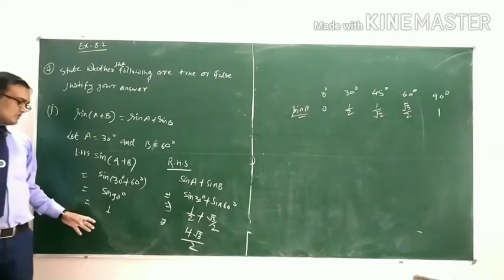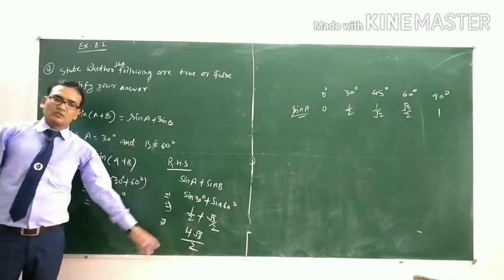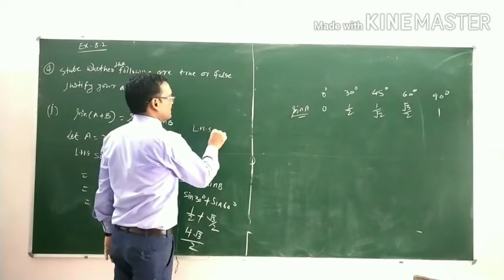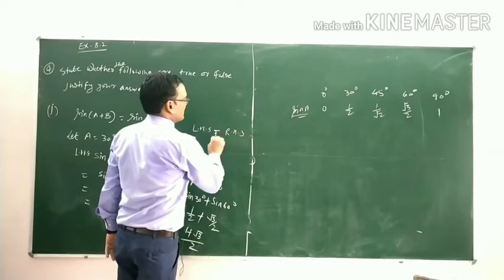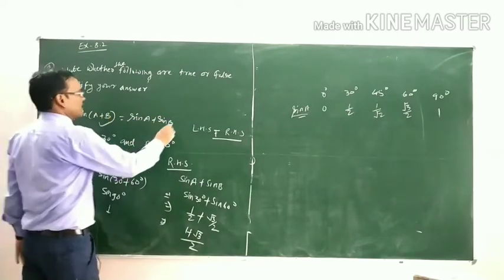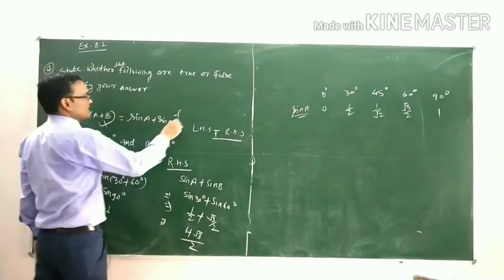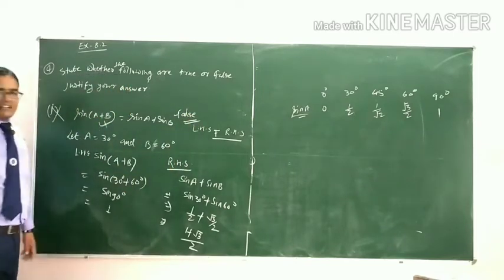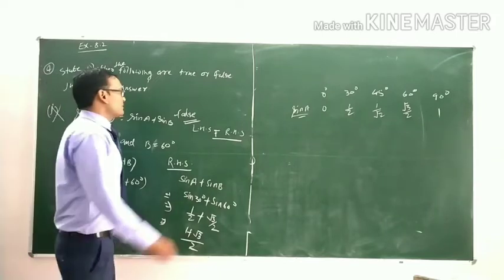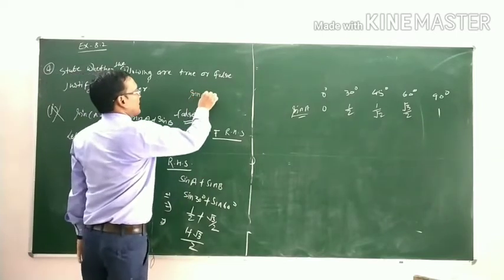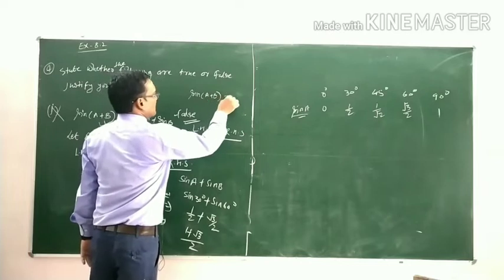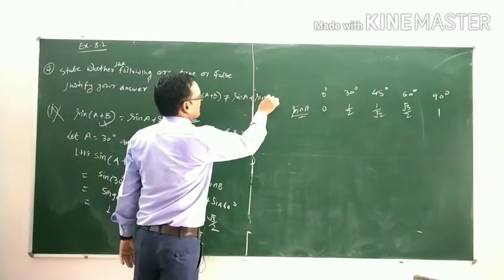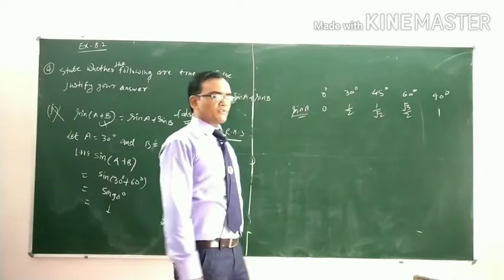Students, check whether both are equal. No, sir. That means the left hand side does not equal the right hand side, so this statement is false. That means sin A plus B does not equal sin A plus sin B. Okay students, you are satisfied?